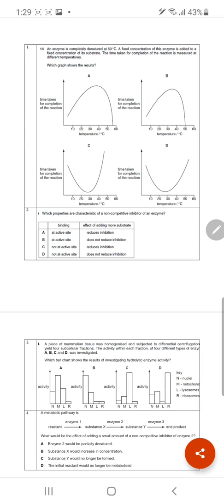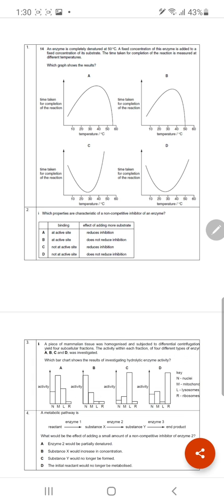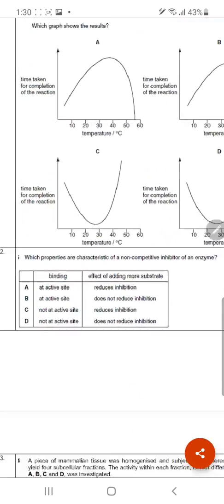So today I'm going to talk about topical questions from chapter 3 Enzymes of AS level biology. Hopefully this helps. I'm going to talk about the different types of graphs which may pop up in your test and the different types of MCQ questions of paper 1. So let's look at number 1.